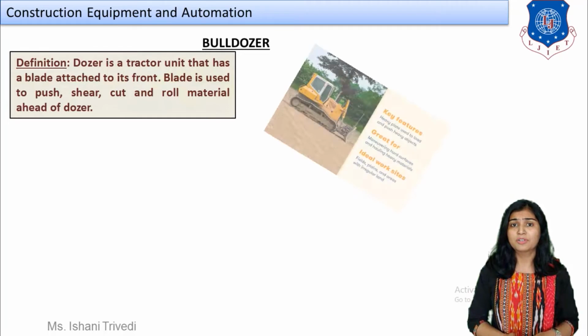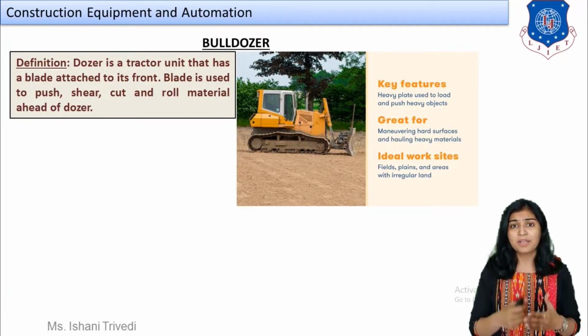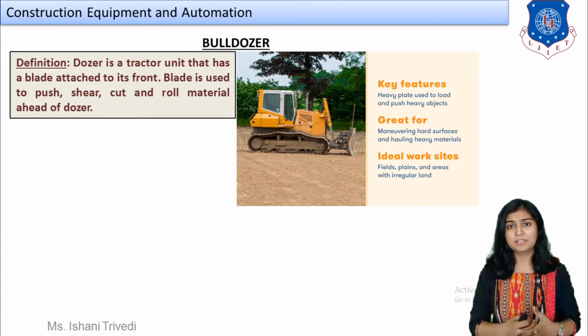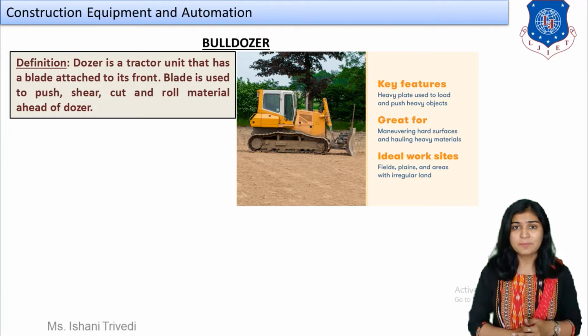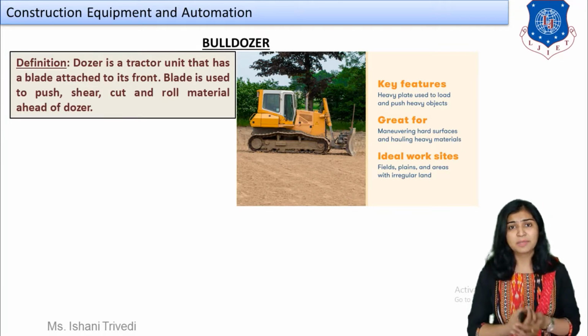Now if I talk about a definition, and if I flash an image over here, I think you have seen a bulldozer numerous times in your life, right? You would have seen it on construction sites, on the roads, at various places, and you would also know it as a JCB machine, but actually that is a manufacturing company. It is not called JCB, it is called a bulldozer, right?